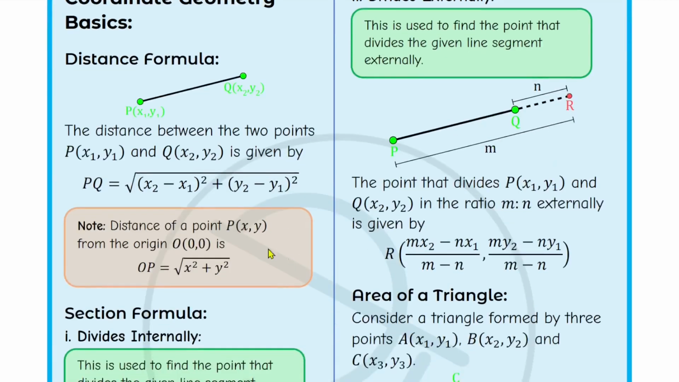And one special case is that the distance of a point P(x, y) from the origin (0, 0) is given by square root of x squared plus y squared. Just have to substitute the point (x, y) and (0, 0) in this formula.